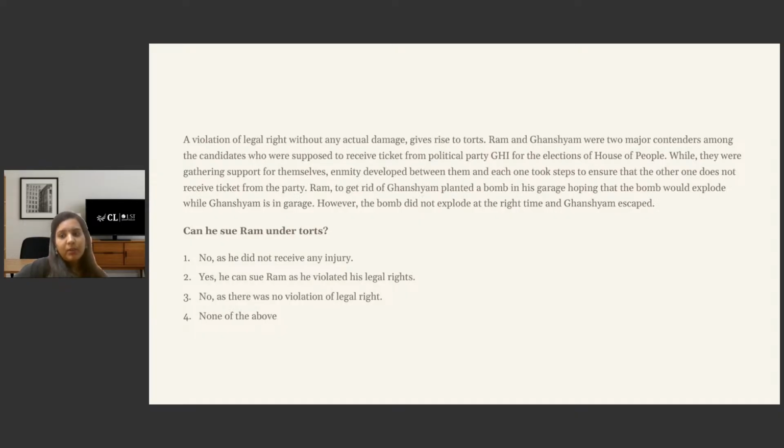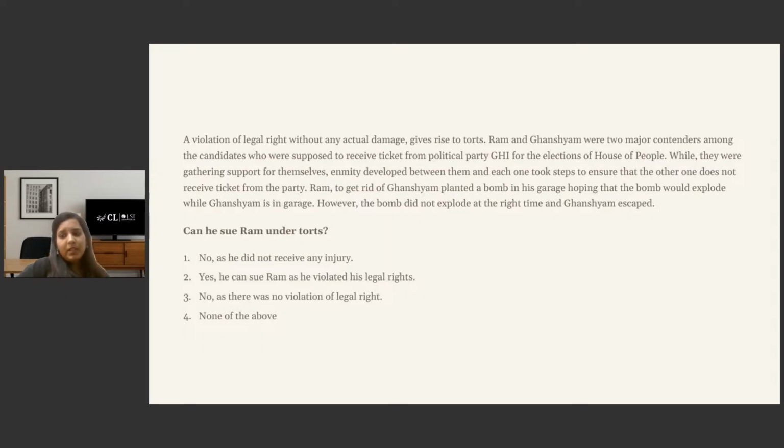Ram and Ghanshyam were two contenders among the candidates who were supposed to receive a ticket from the political party GHI for the election of the House of the People, while they were each gathering support for themselves. Enmity developed between them and each one took steps to ensure that the other one does not receive a ticket from the party. Ram, to get rid of Ghanshyam, planted a bomb in his garage, hoping that the bomb would explode while Ghanshyam is in the garage. However, the bomb did not explode at the right time and Ghanshyam escaped. Can he sue Ram under torts?